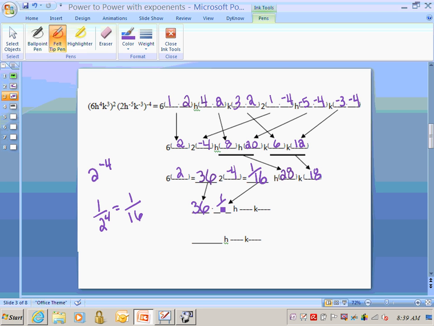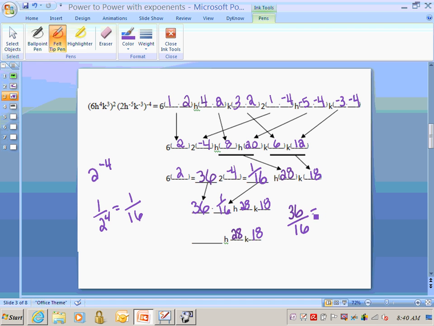So this should be 1/16. I have H to the 28th, K to the 18th. My H and K aren't going to change, so this is going to be 28 and 18. And now we just need to multiply 36 times 1/16. What is that? It's 36 over 16, right?